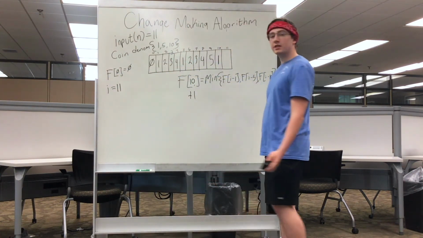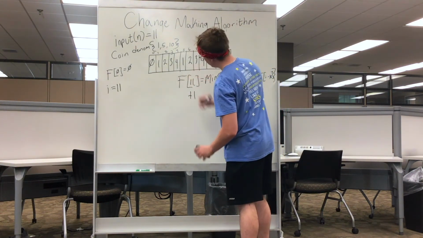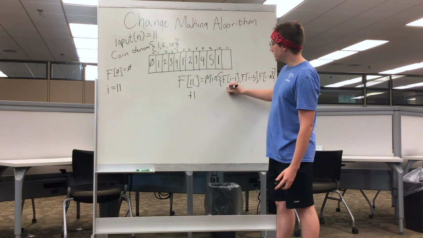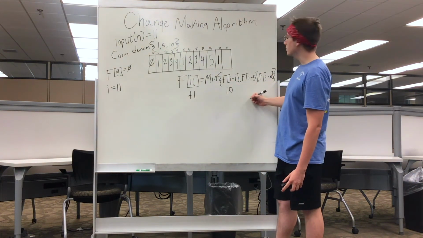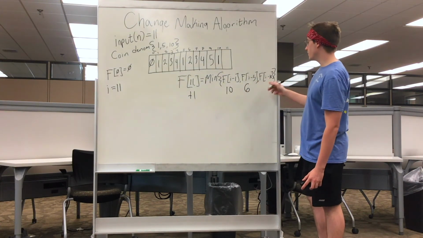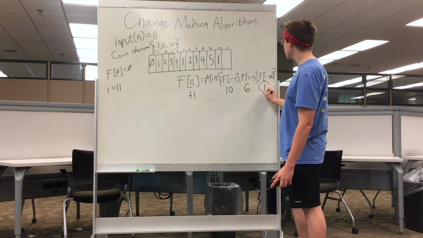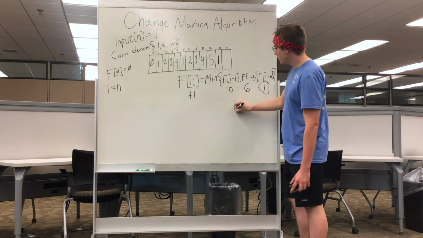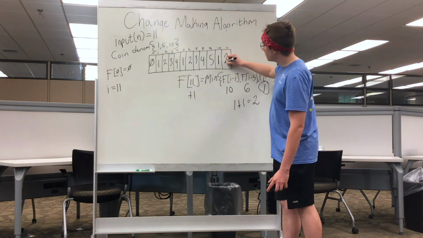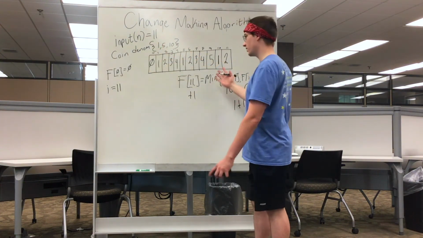All right, so i is 11. f of 11. So at 11, we have f of 11 minus 1, which is 10. f of 11 minus 5, which is 6. And then f of 11 minus 10, which is 1. And then we can see that 1 is the smallest here, so we're using the minimum. And then 1 plus 1 is equal to 2. And that is a dime and a penny to equal 11 cents.